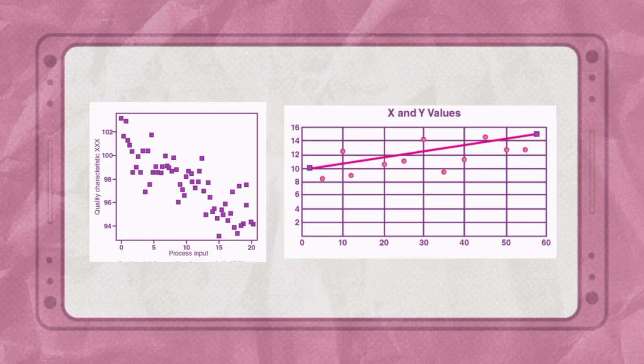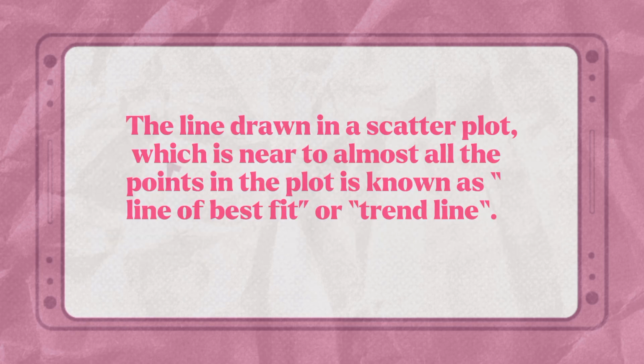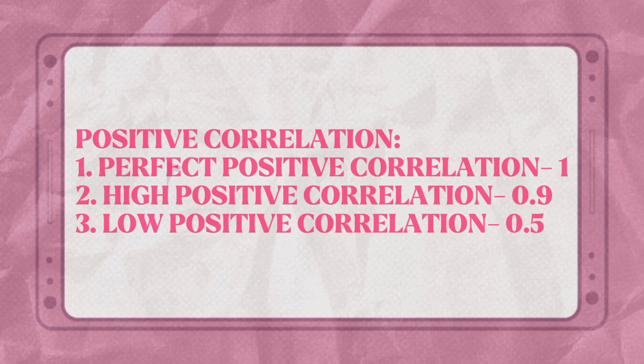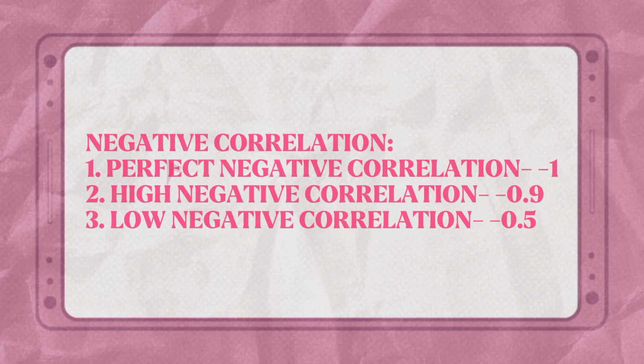Now, these are examples of scatter plots. The line drawn in a scatter plot, which is near to almost all the points in the plot, is known as the line of best fit or the trend line. Now we have three types of correlation: positive correlation, negative correlation, and no correlation. For positive correlation, we have perfect positive correlation, high positive correlation, and low positive correlation. For negative correlation, we have perfect negative correlation, high negative correlation, and low negative correlation. For no correlation, we have zero.